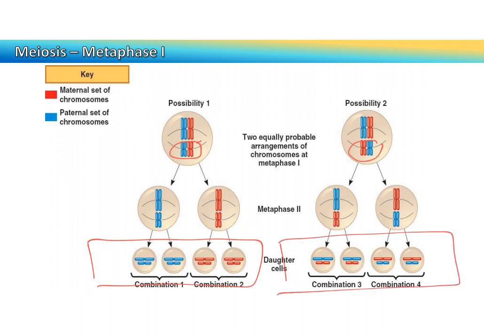You may be asked to draw the combinations of the chromosomes that will occur, but do take note that whatever you draw, you need to make sure that you start from the metaphase 1 arrangement given here, and finally metaphase 2, which will result in the different combinations of the chromosome at the daughter cells.